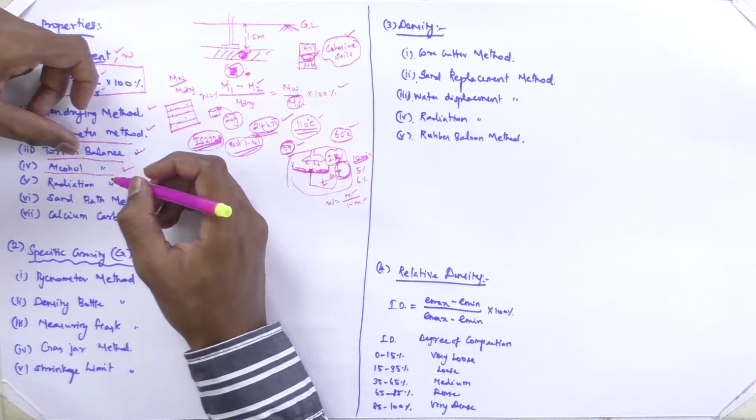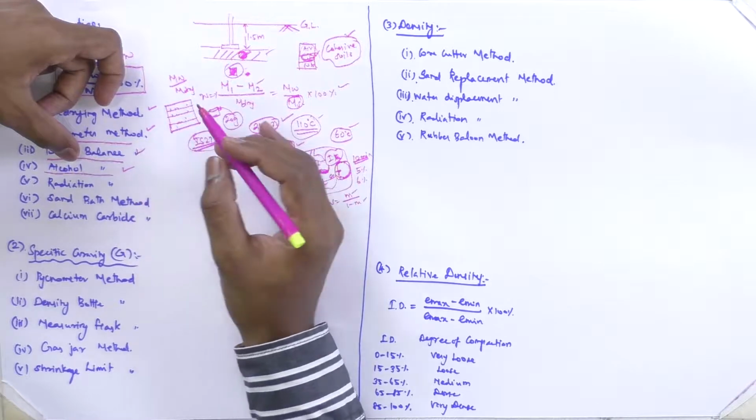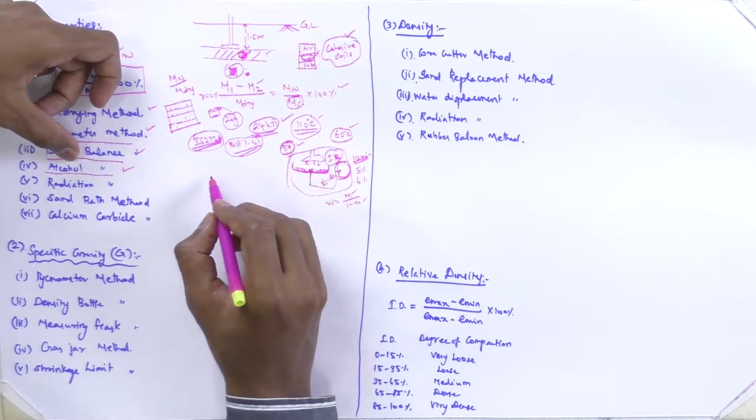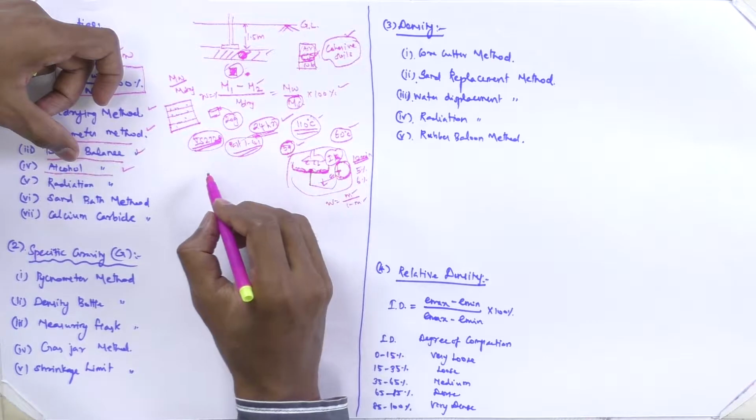So it is nothing but the torsion balance method. Alcohol method. What is the alcohol method? You take a sample, say 20 grams or whatever it may be, and you have to weigh it.